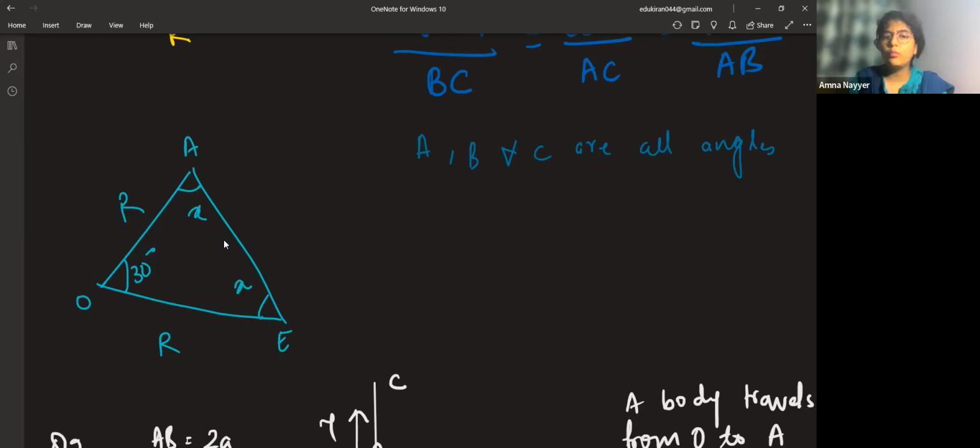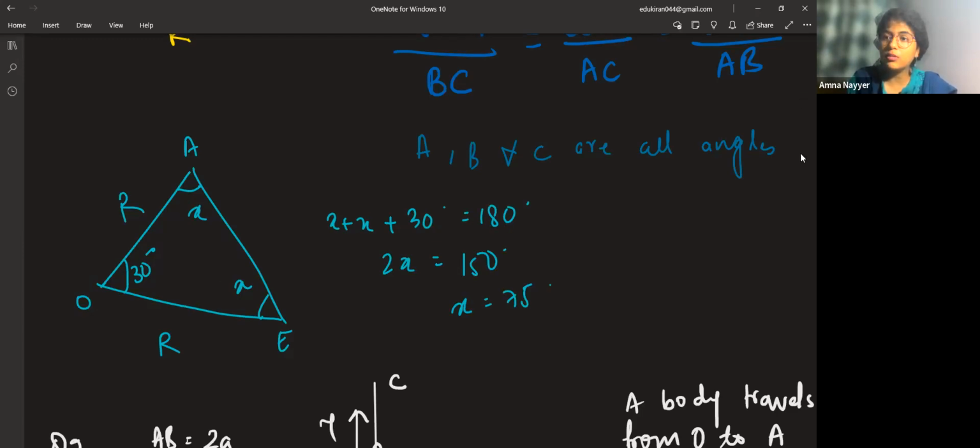So what is the sum of the angles of a triangle? 180 degrees. So 2x plus 30 degrees is equal to 180 degrees. 2x is equal to 180 minus 30, which is 150. So x is 75 degrees each. Now what do you know? You know this angle is 75, this angle is 75, this angle is 30.